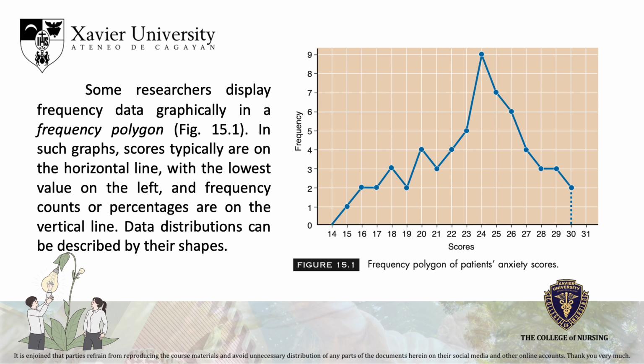Some researchers display frequency data graphically in a frequency polygon, as in Figure 15.1. In such graphs, scores typically are on the horizontal line with the lowest value on the left, and frequency counts or percentages are on the vertical line. Data distributions can be described by their shapes.